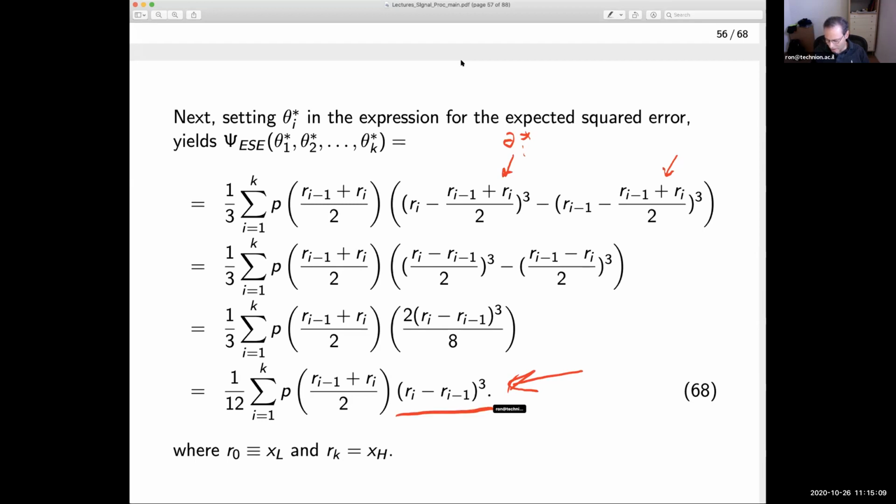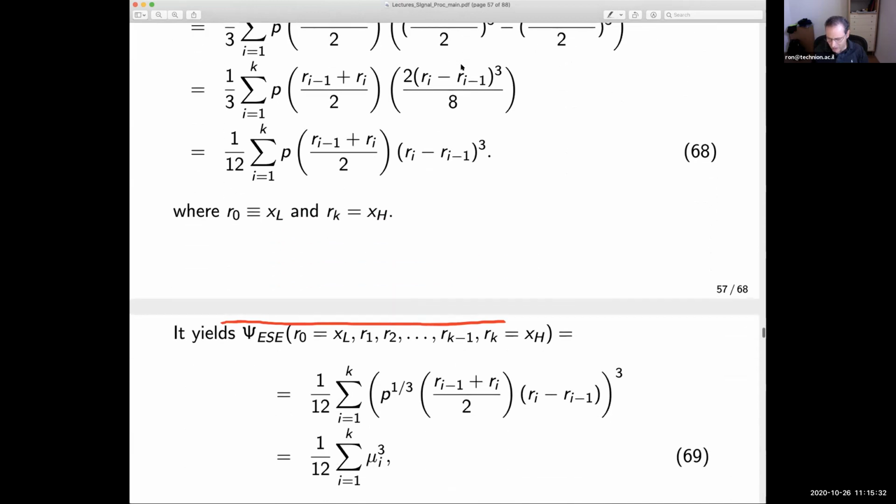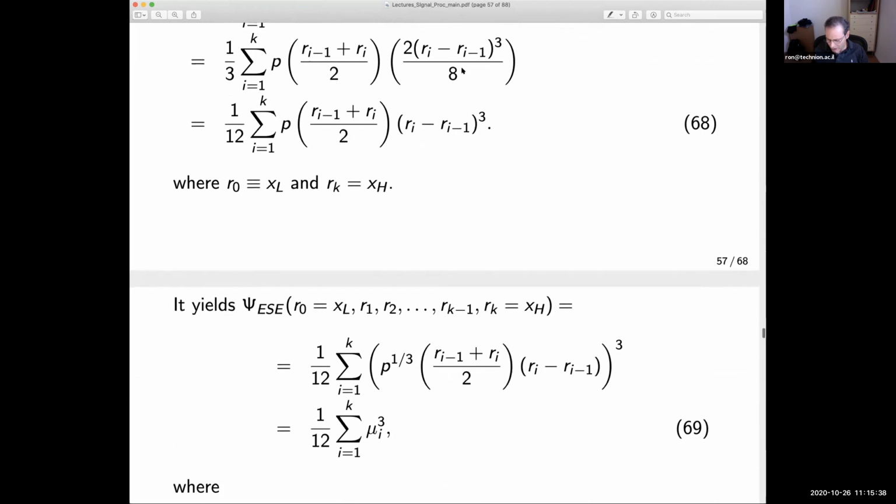So again, now what we need to do is take a derivative with respect to R_i. Okay, but before we take a derivative, let me just, so remember this equation. So it's 1 over 12. What I'm doing right now is taking the 1/3 over here and putting brackets around everything. Okay, I'm allowed to do that.